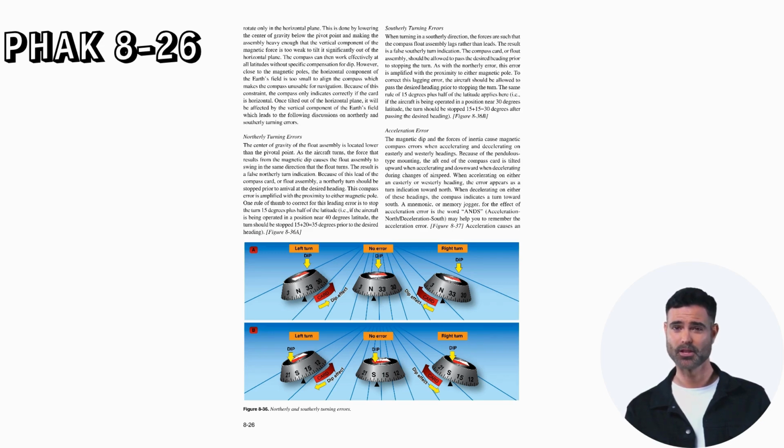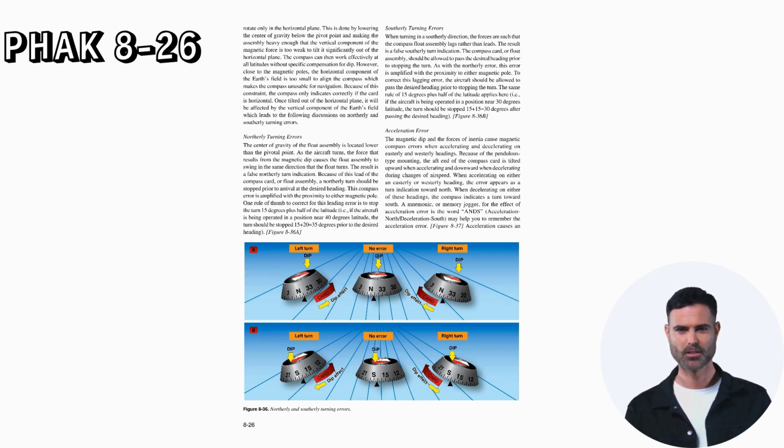One rule of thumb to correct for this leading error is to stop the turn 15 degrees plus half of the latitude, i.e., if the aircraft is being operated in a position near 40 degrees latitude, the turn should be stopped 15 plus 20 equals 35 degrees prior to the desired heading.